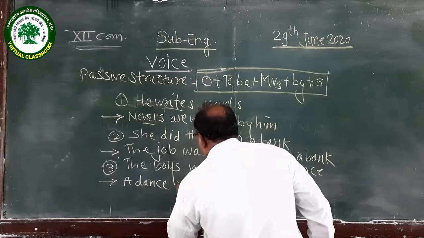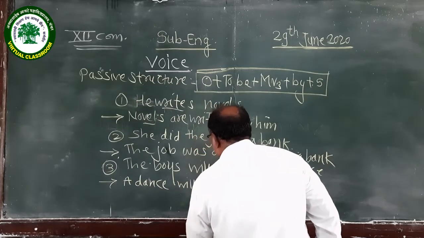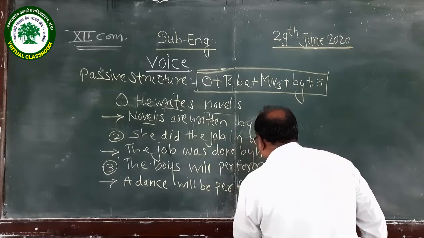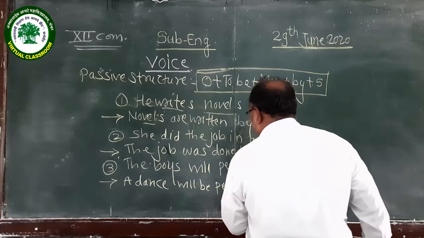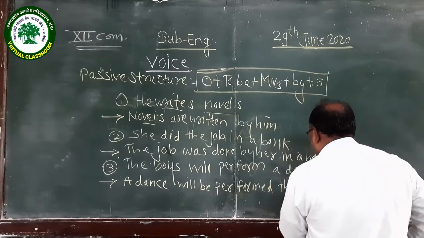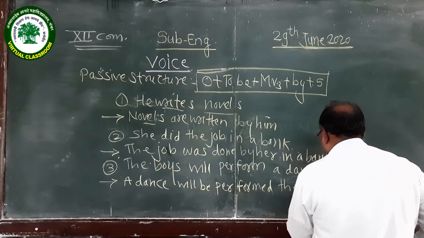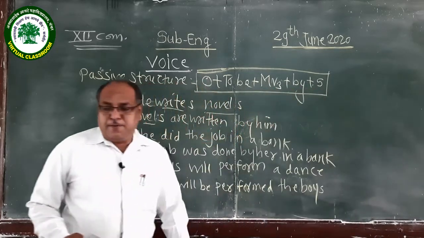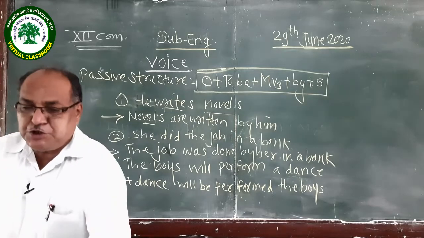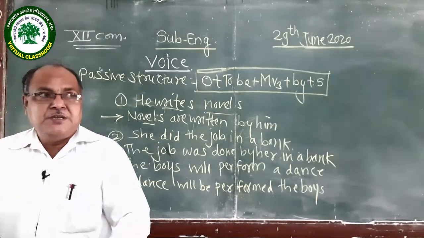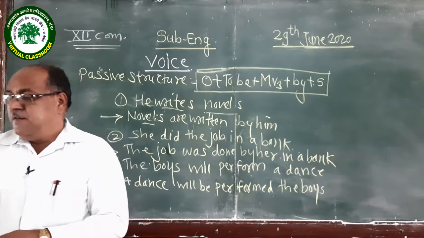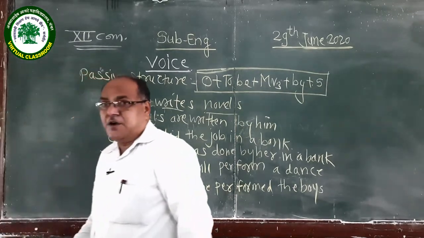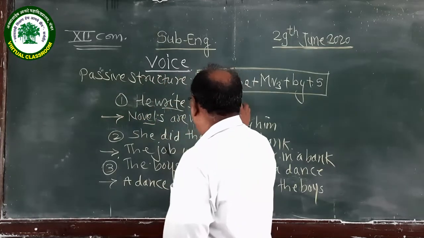Then will be, third form of perform, that is performed, by the boys. The dance will be performed by the boys. So in this way we should change a simple present tense sentence into passive form, a simple past tense sentence into passive form, or a simple future tense sentence into passive form.